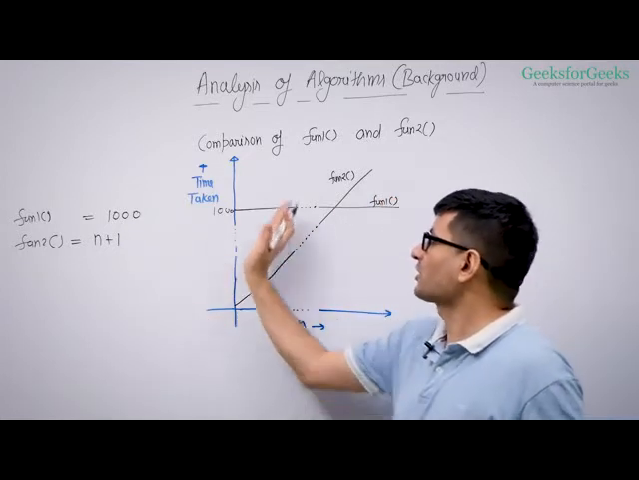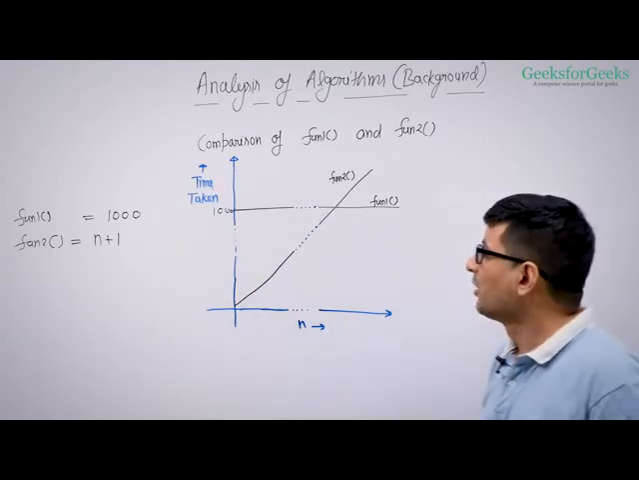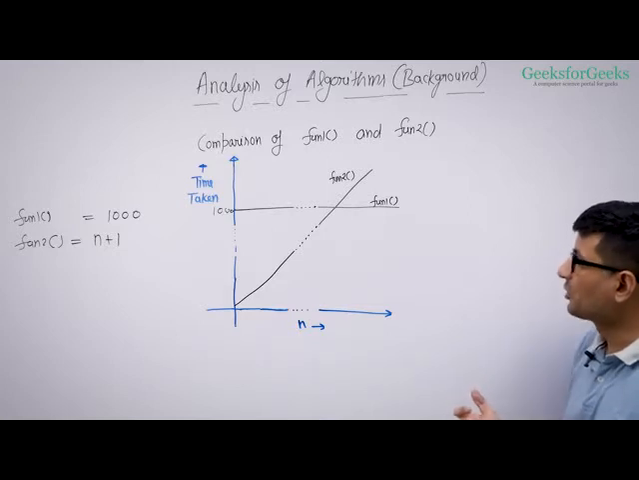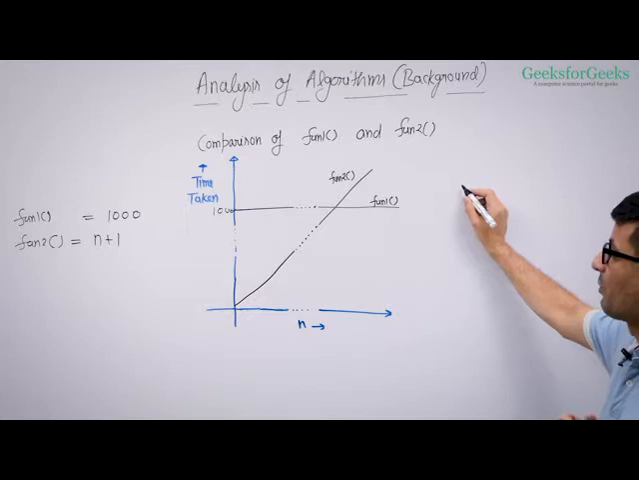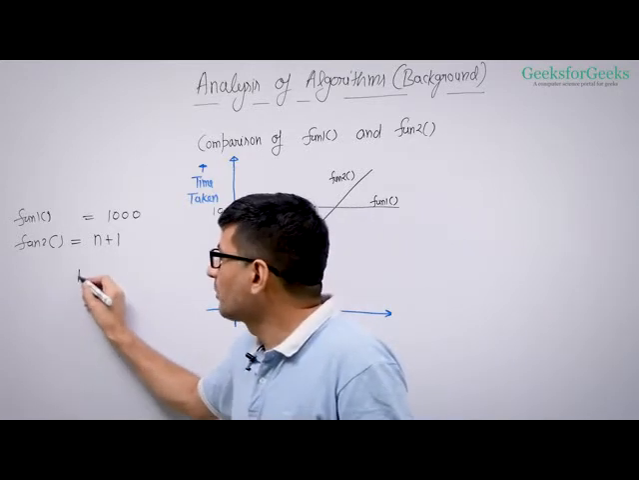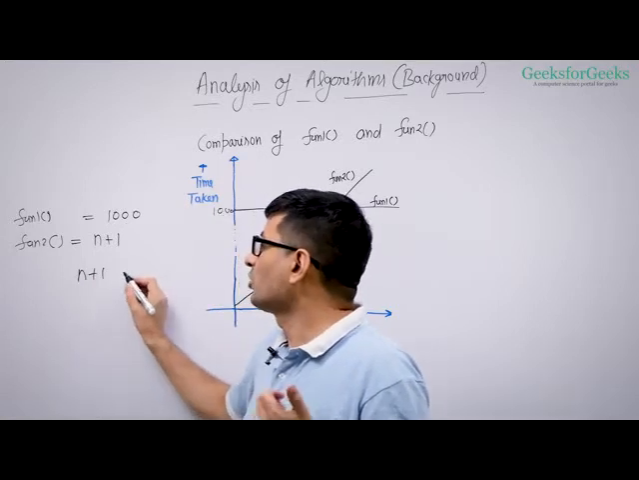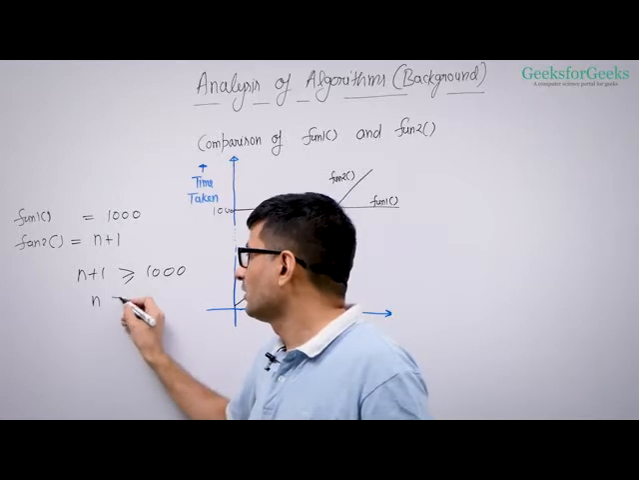Earlier it was growing faster. Now it grows slower because he has a faster machine. Now if you compare these two, and if you try to find out a value after which your machine is going to take less time, you can find that value. You want n plus 1 to be greater than 1000, your machine's time, and you can find a value.